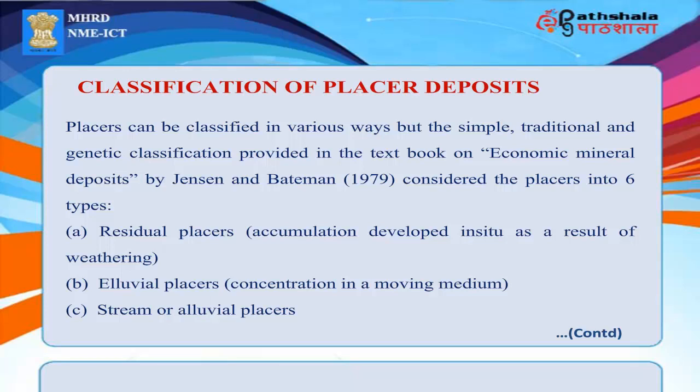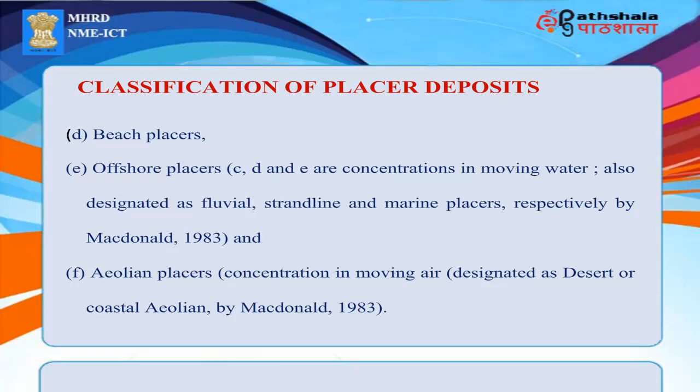Classification of placer deposits. Placers can be classified in various ways, but the simple, traditional and genetic classification provided in the textbook on economic mineral deposits by Jensen and Bateman considered the placers into 6 types. A. Residual placers, accumulation developed in situ as a result of weathering. B. Alluvial placers, concentration in a moving medium. C. Stream or alluvial placers. D. Beach placers. E. Offshore placers. C, D and E are concentrations in moving water, also designated as fluvial, strandline and marine placers respectively by MacDonald, 1983. And F. Aeolian placers, concentrated in moving air, designated as desert or coastal aeolian by MacDonald, 1983.